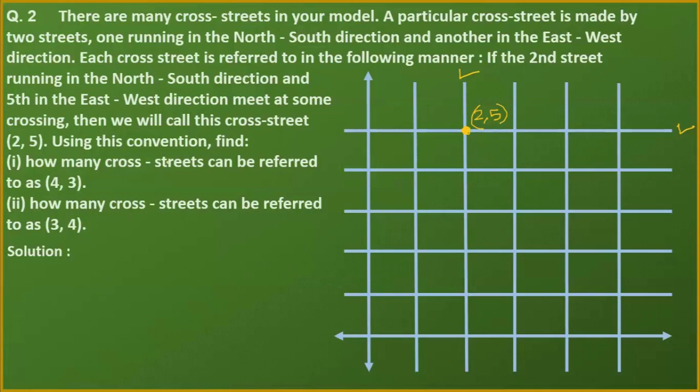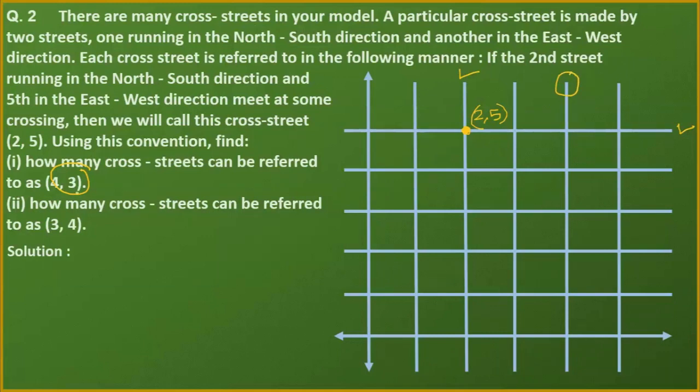Similarly, if I want to mark 4, 3, how can I mark it? 4 first: I will take a distance of 4 horizontally. So horizontally, if I need to go, I will go from the y-axis. So 1, 2, 3, 4. So this line I need to take. First of all, I will take this line. This is the distance showing 4 units horizontally.